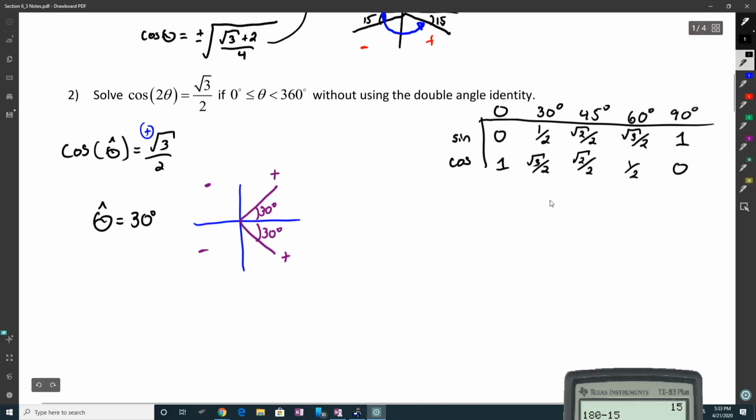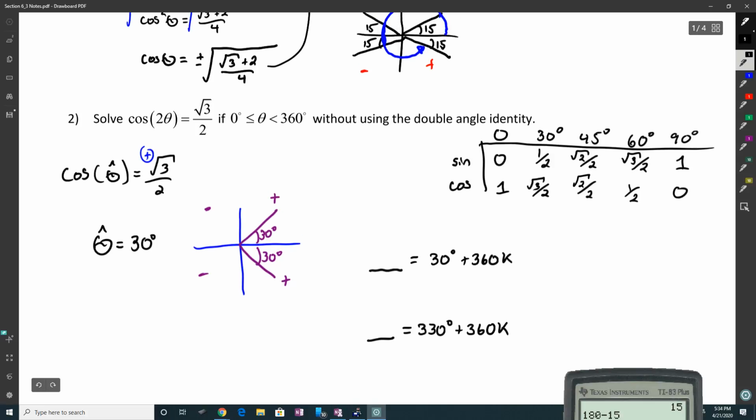And so my solution is going to be, I'm going to leave it as blank, equals 30 degrees plus 360k. And then the other one is blank equals, and then if I start at the beginning and go all the way around, it falls 30 degrees short of a full rotation. So that's 330 degrees. Okay? But here the inside is 2 theta. And so that's what these are equal to. They're not equal to theta, they're equal to 2 theta.